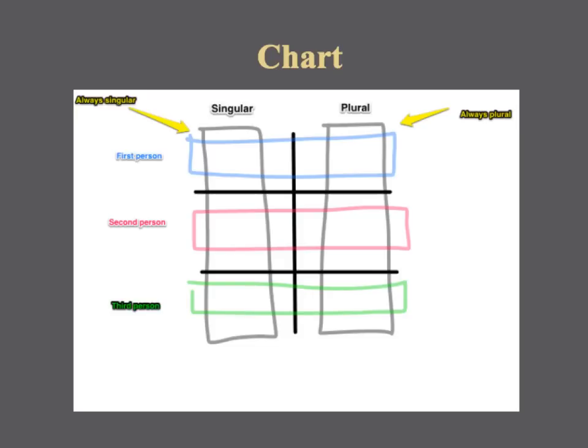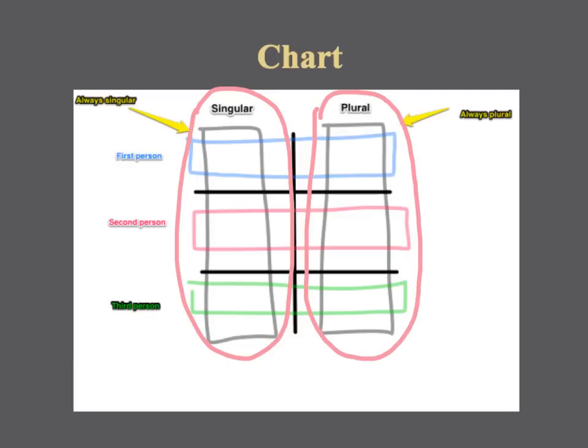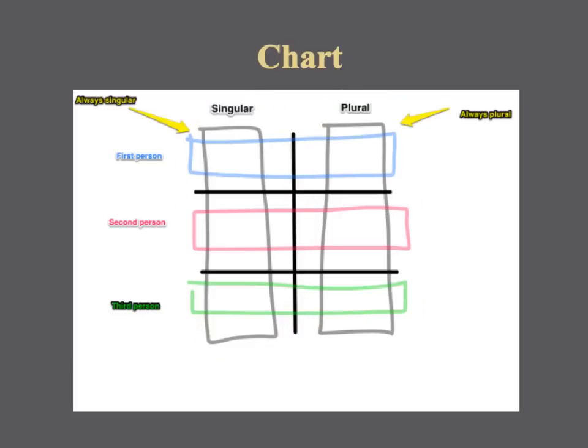So here's our chart, and yes, I know it's a little sloppy. I made this myself in another app, but I've showed you this before, so you should be able to get the point. Everything on this side of the chart is singular, one person doing the action, and everything on this side of the chart is plural, more than one person doing the action. When we say first person, that just means that I am involved. I am doing the action. Second person means you are involved. And the third person, it's not me, it's not you, it's someone else.